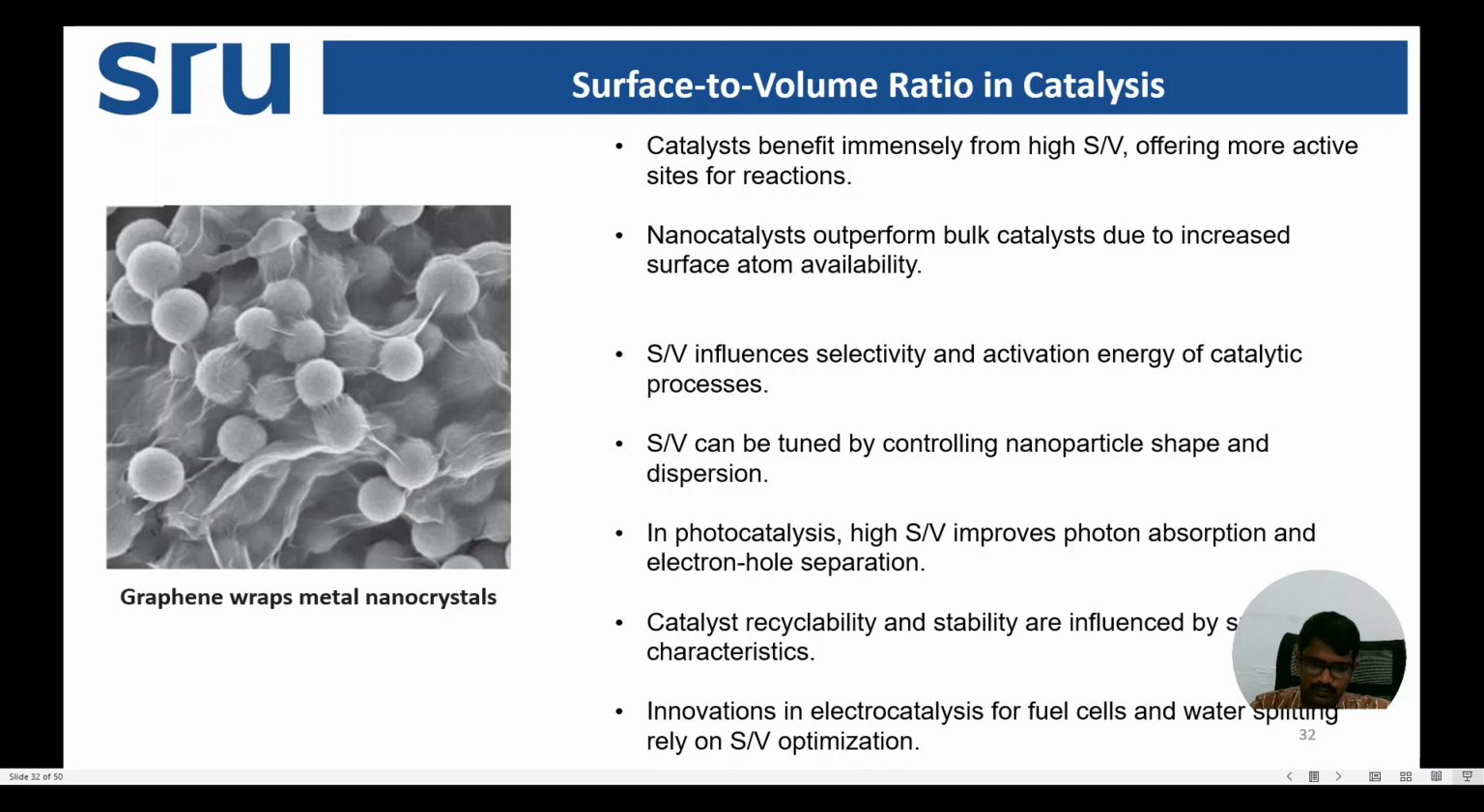Again, one more point. Catalyst recyclability and stability are influenced by surface characteristics. Just like a battery charging and discharging many times over many cycles, a catalyst should have this cycling ability. This cycling ability will be influenced by the surface area. If the material has more surface to volume ratio, what will happen? There is a chance for more stability, so more stability and recyclability.